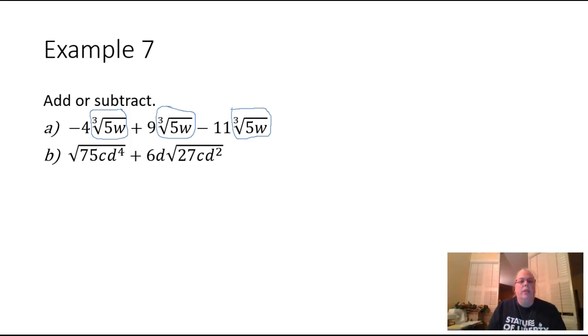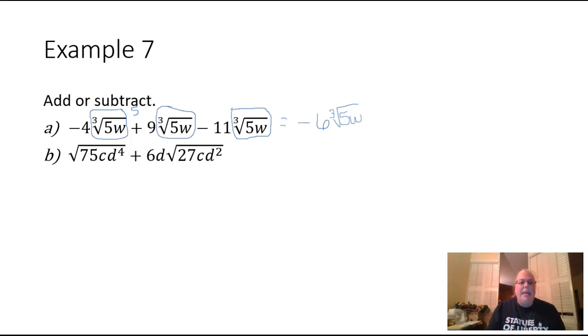the coefficients. So -4 plus 9, that's going to give me a positive 5. And then 5 minus 11 is going to give me a -6. And then we'll just bring the radical and its index over here as part of my answer. And now this has been simplified.